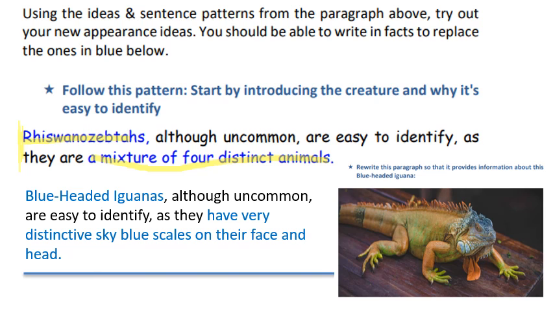So this is my example. The old one was Rice 10Z, although uncommon, are easy to identify as they are a mixture of four distinct animals. So I changed it. I looked at the picture really carefully and I said, blue-headed iguanas, although uncommon, are easy to identify as they have very distinctive sky blue scales on their face and head. So I changed Rice 10Z to blue-headed iguanas, and I changed this blue bit to they have very distinctive sky blue scales on their face and head. So you're swapping the blue bits for your own ideas.